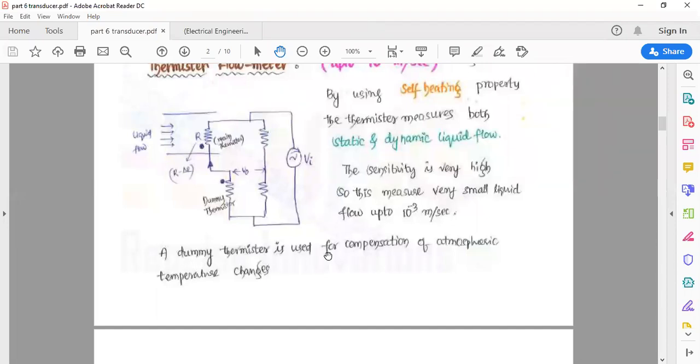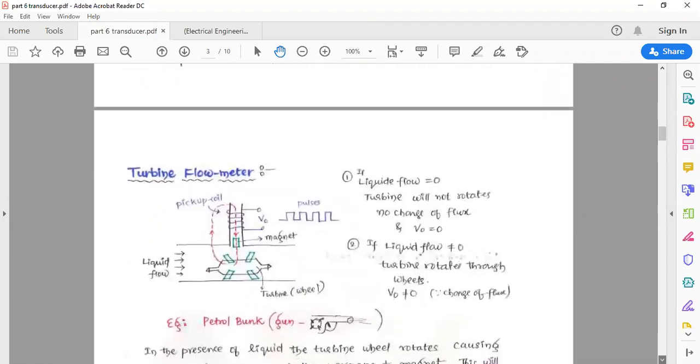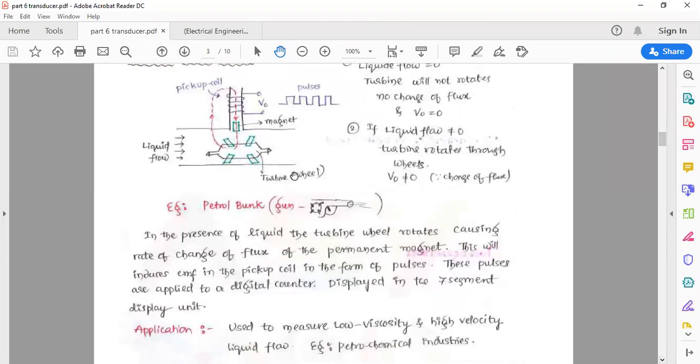A dummy thermistor is used for compensation of atmospheric temperature changes. Now, next is the turbine flow meter. In a turbine flow meter, we have a turbine-like structure, like a blade. When liquid flows, that turbine will rotate, and this rotation is converted into an electrical signal through the pickup coil, which will be generated as pulses, and with the help of these pulses, V naught is calculated.